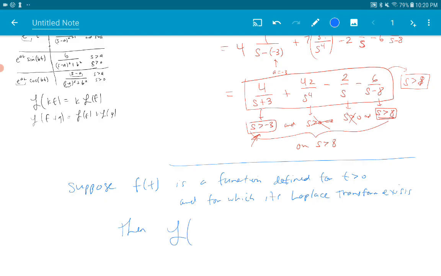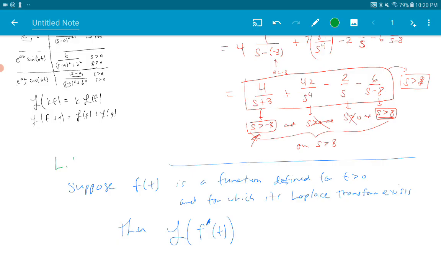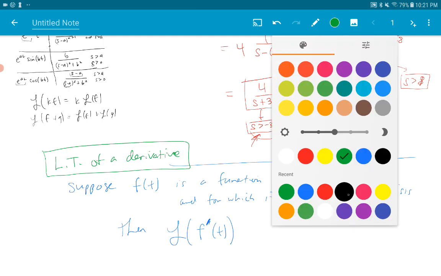Okay, then the Laplace transform of the derivative of f of t, so f prime of t. This is kind of strange. We're actually computing the Laplace transform. Maybe I should put a note up here. This is the Laplace transform of a derivative. We're going to need to know how to do this. We're going to do Laplace transforms to solve differential equations. And that's what I'm trying to do here.